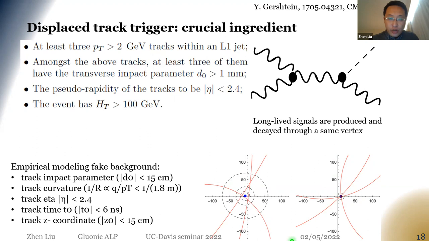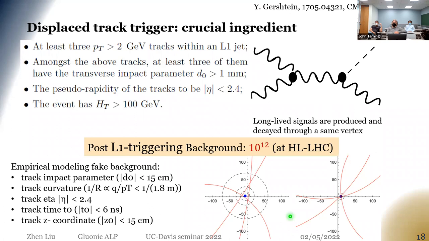Okay, so after triggering, you record the signal events with a trigger efficiency of tens of percent. So I lost a factor of a few in signal already. But even though we can keep the signal, we are still dominated by the background. Our estimate is about 10 to the 12 background events of random tracks in the detector, which are basically fake tracks.